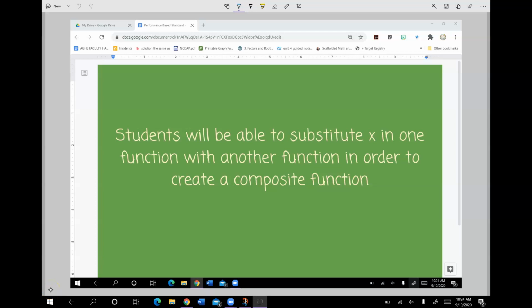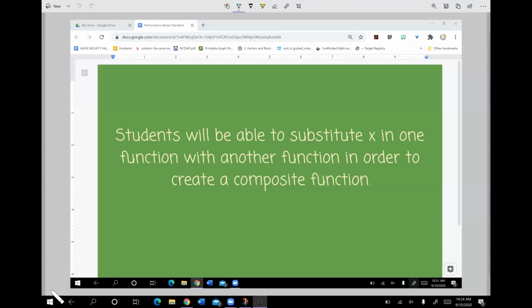All right, so in today's video, you're going to be able to substitute x in one function with another function in order to create a composite function. So before we start, I want to talk about this vocabulary so you make sure you understand what I'm saying when I use these words, okay?